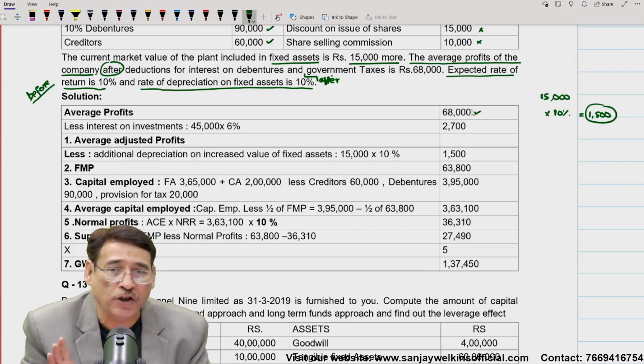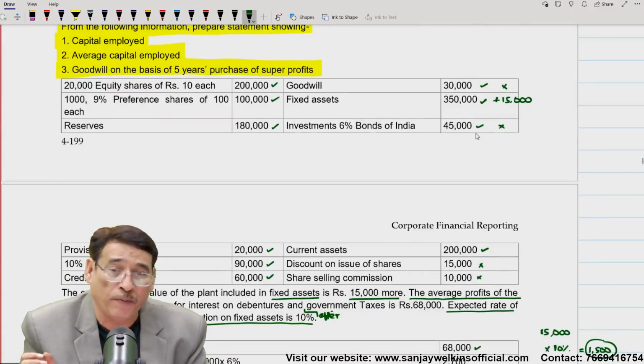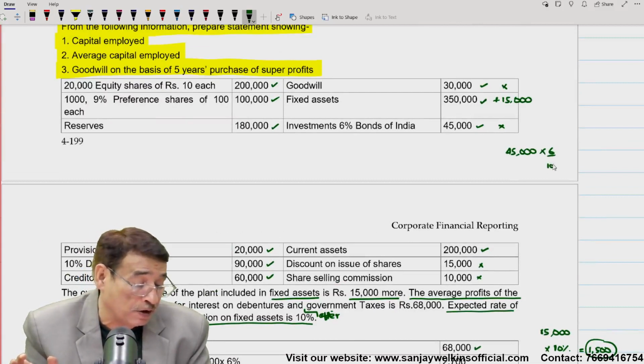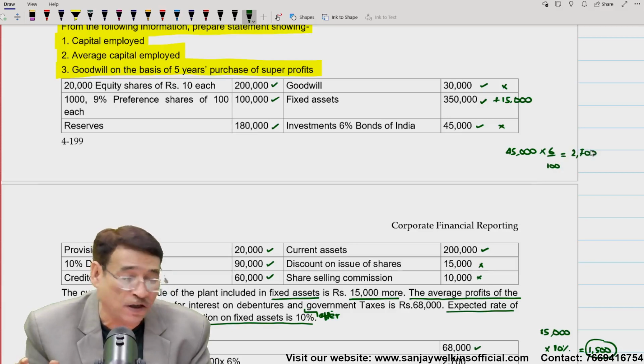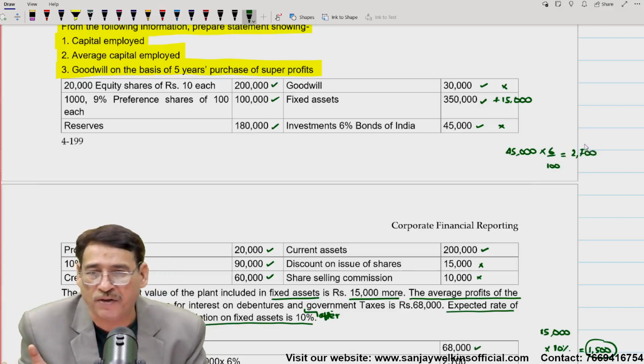The first thing which you need to take into account is that you have invested in government bonds. In government bonds, you have invested 45,000 and 6% is your return. So each year you must be receiving 2,700 as interest. And quite obviously, interest is always included in the profits. Is it clear to you or not?